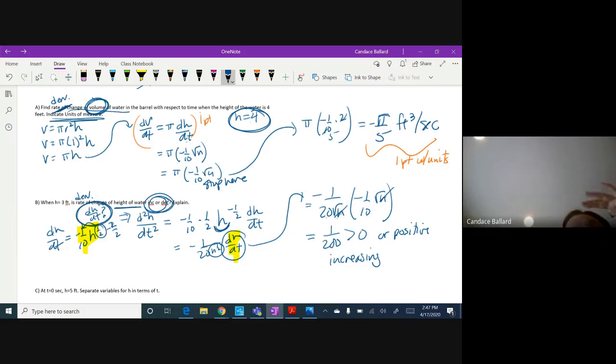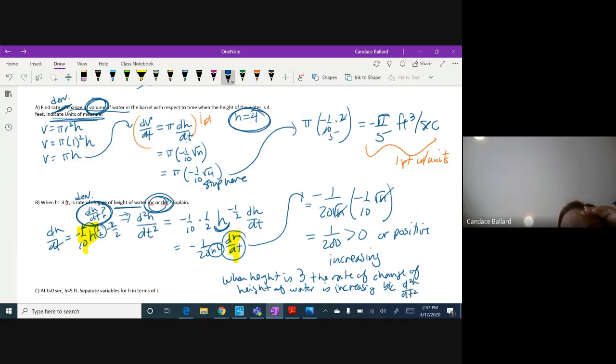So this is the sentence I would write, and we've got some AB. I know you guys have some sentence frames out there. So when the height is 3, we want to write the words of the problem, which were the rate of change of the height of the water is increasing, and we had to explain it. So because, and then I would write that it was the second derivative. So d squared h over dt squared equals 1 over 200 is greater than 0.